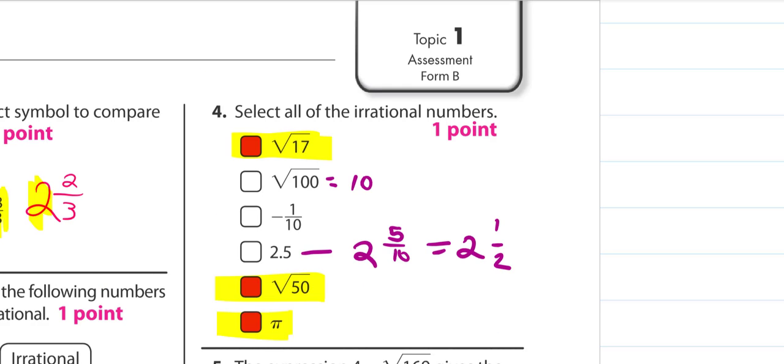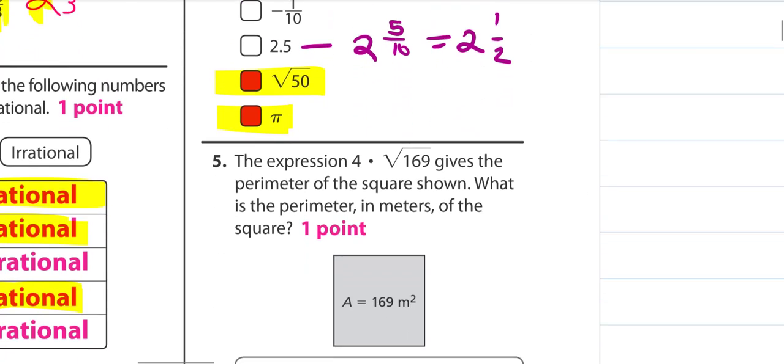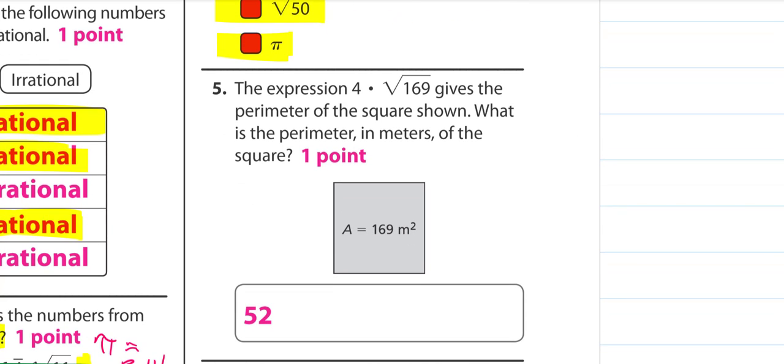Okay, so now let's take a look at number 5. It says here that the expression 4 times the square root of 169 gives the perimeter of the square that's shown. What is the perimeter in meters of the square?